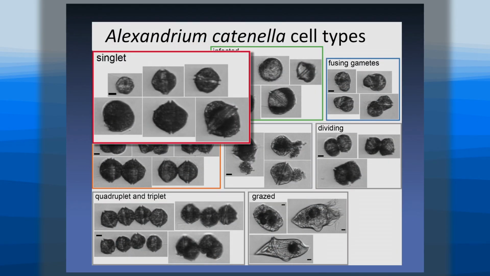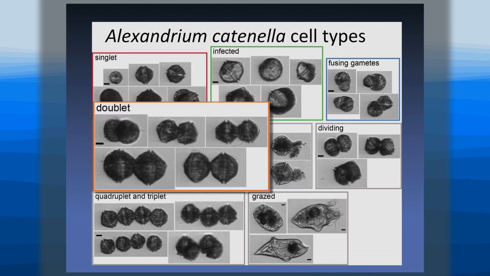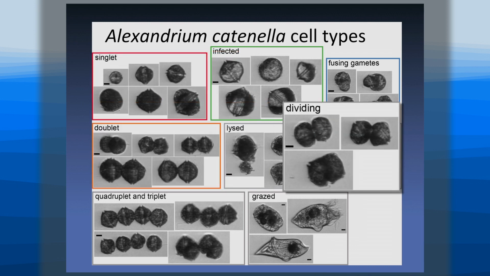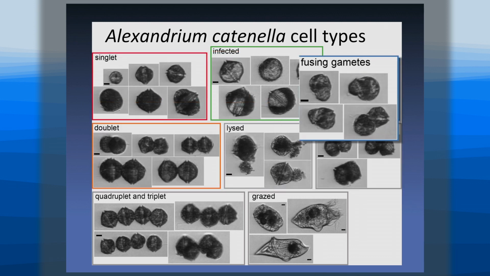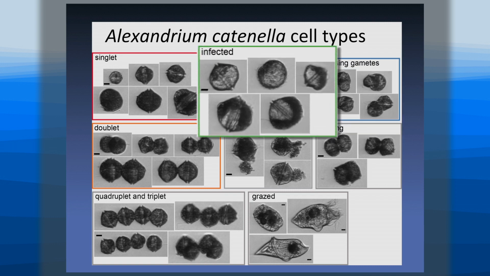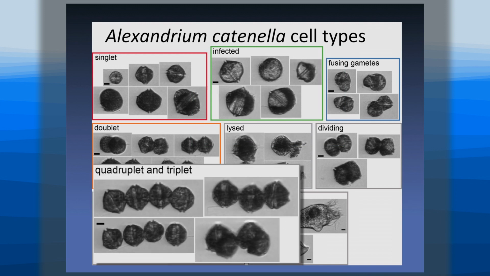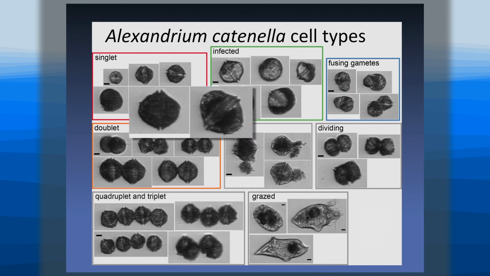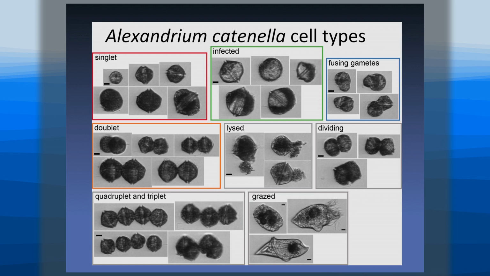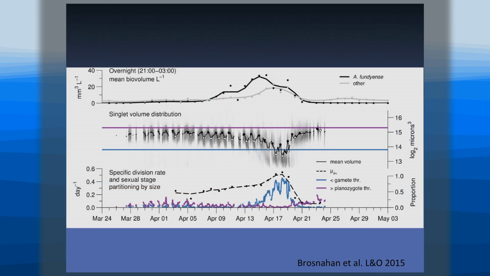So we have 5 different types of what we call singlet cells by themselves. These are doublets, cells that could be dividing, cells that could be fusing. We have cells that are infected with a parasite, you can see here. You can have quadruplets. You have these large planozygotes that we have here that are the result, right, the precursors to our cysts. And we train the software to do that and are getting incredible insights.